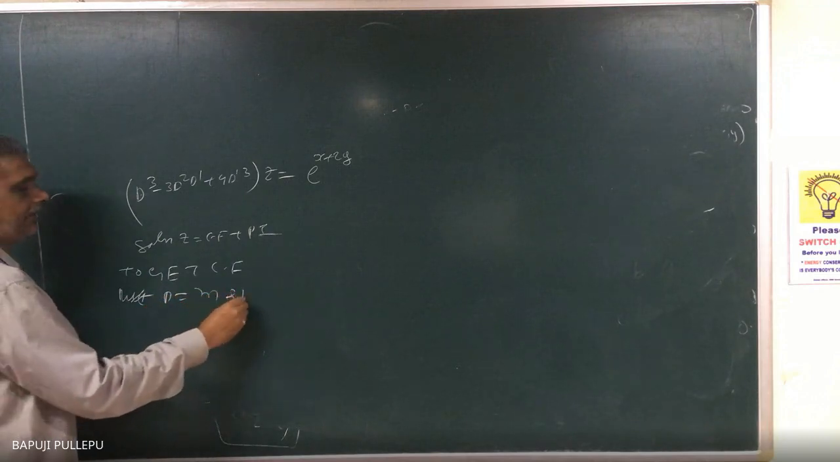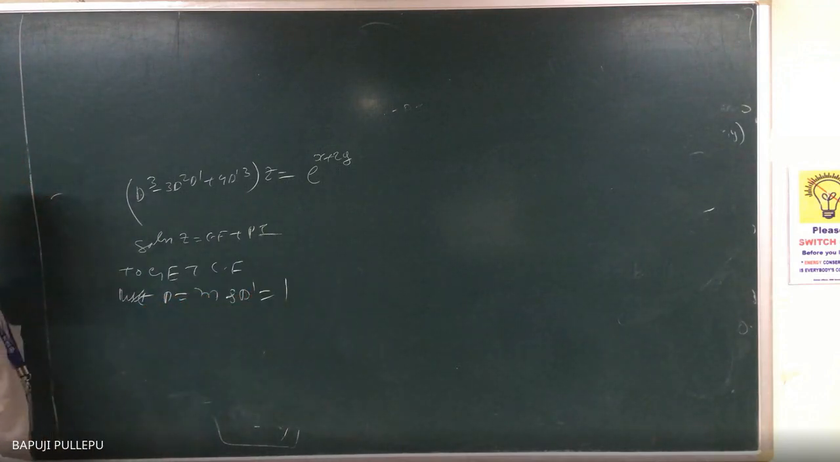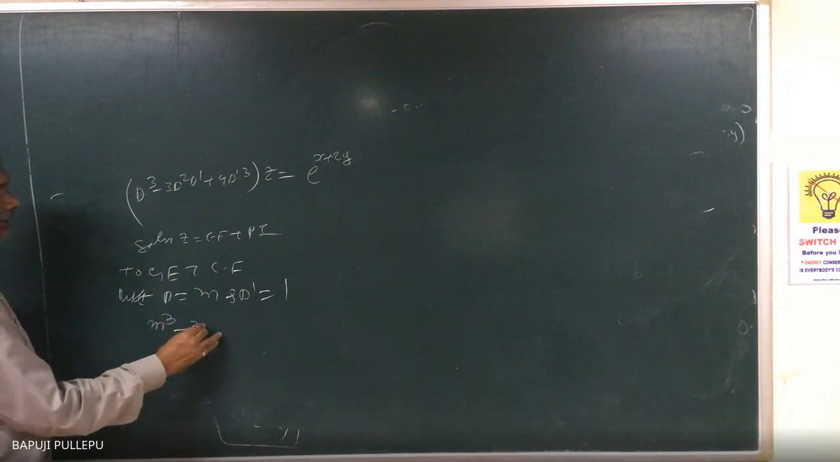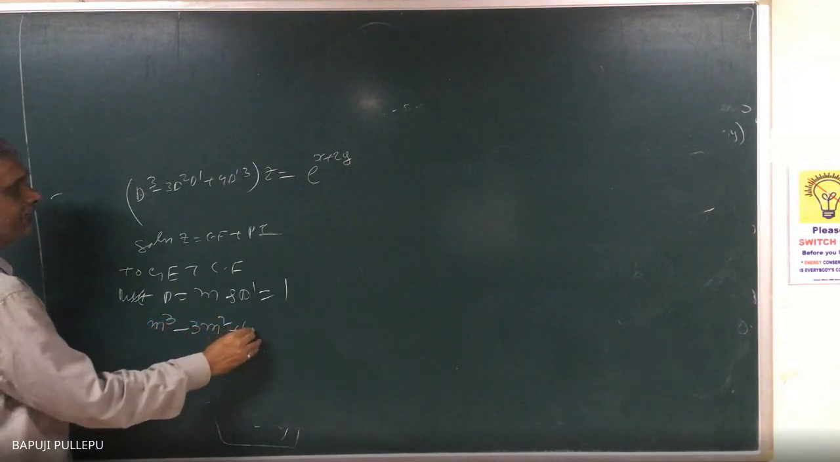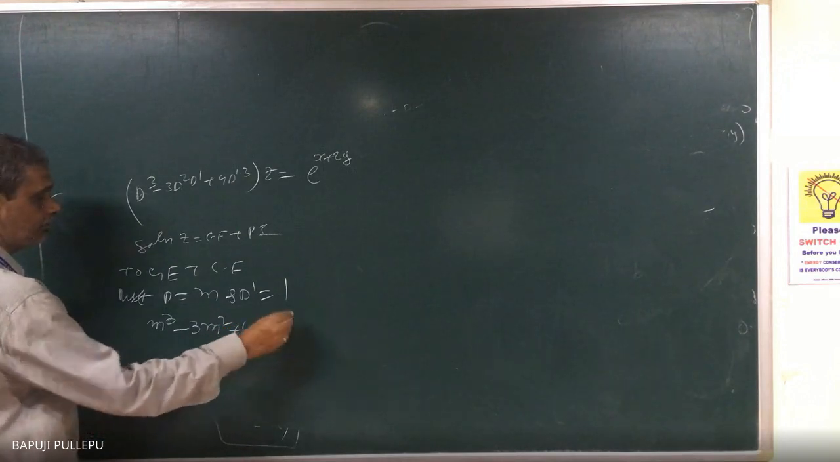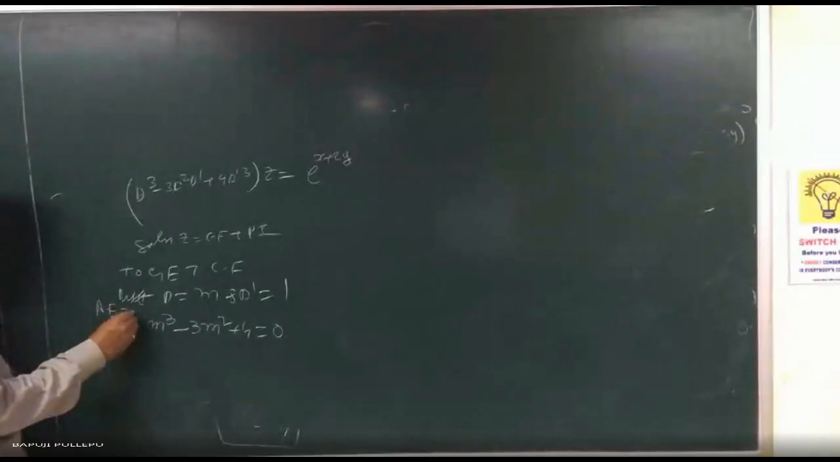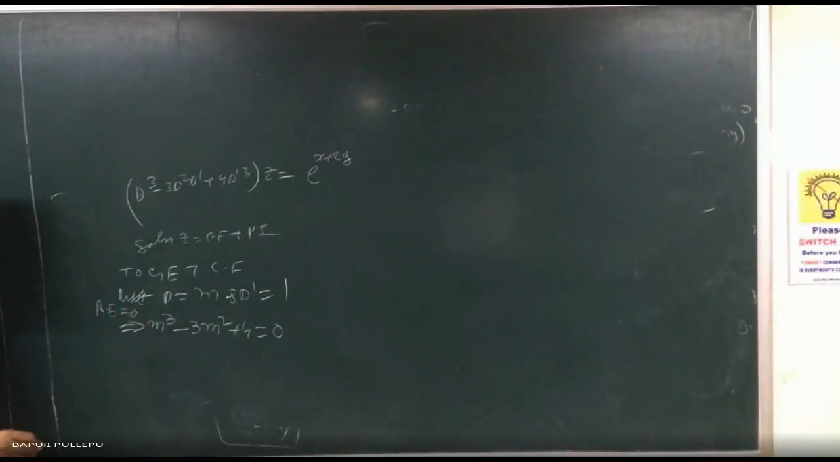So D is equal to m and D dash is equal to 1. So this becomes what? M cube minus 3m square plus 4 is equal to 0. That is the auxiliary equation. Now degree third means what you have to break. How will you break? First you can do method of induction. Put m equal to plus 1, minus 1, plus 2, minus 2, where it is 0. Then go for synthetic division.